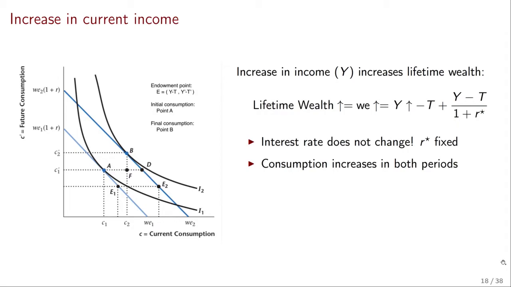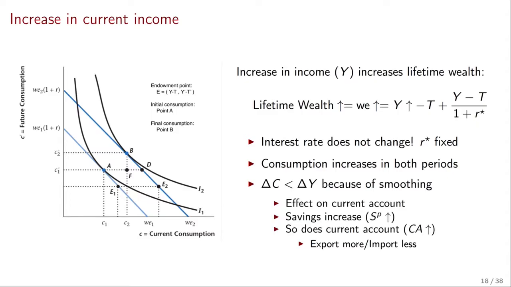But if consumption is increasing, what does that imply for savings and the current account? Well, we can show that the change in consumption today is lower than the change in income today. That's because of consumption smoothing. If this didn't happen, the consumer wouldn't be able to consume more tomorrow. Now, what that's going to do is increase savings. So as savings are increasing, so does the current account.